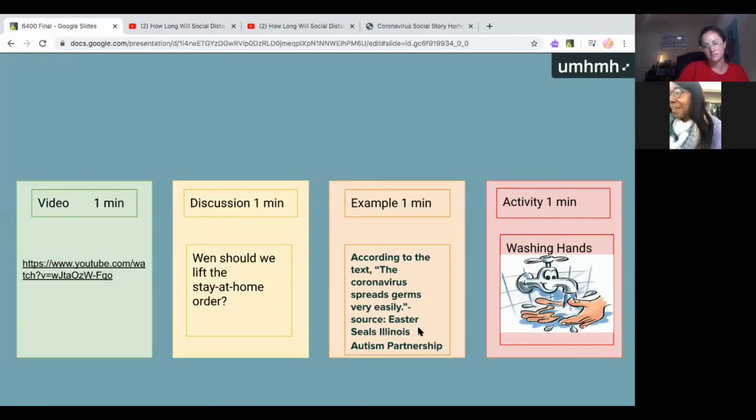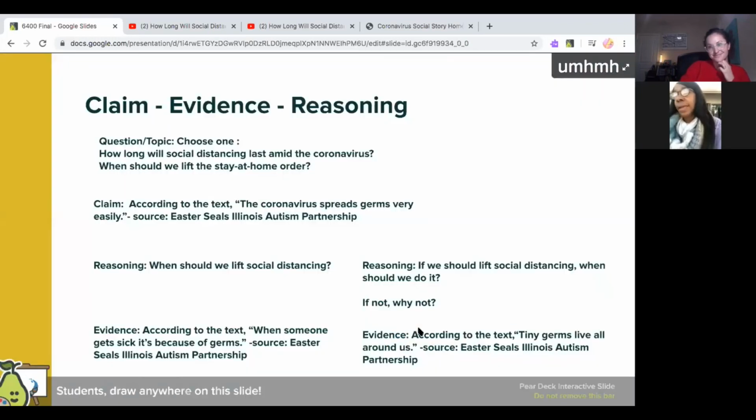Okay, wonderful. Our next example is going to be a 1-minute exercise. We're going to reference our background text for this. So according to the text, the coronavirus spreads germs easily. Our source is the Easter Seals, Illinois Autism Partnership. So that's an example of text evidence. So bear that in mind. When you're writing, you're going to be mindful to use your word clues, and you're also going to cite text evidence, which means evidence that you actually find in our background knowledge text.